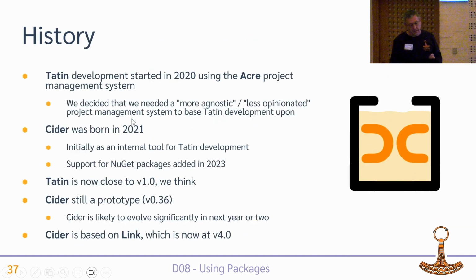And this has all been done in the last 3 years or so, I think. So Tatin, well, we started talking about it before that, but Tatin in 2020, Cider 2021. Tatin, we think, is sort of close to complete. It just needs to be filled with packages. Cider, I think, is still a bit of a prototype, and you should expect it to change a bit over the next year or two.